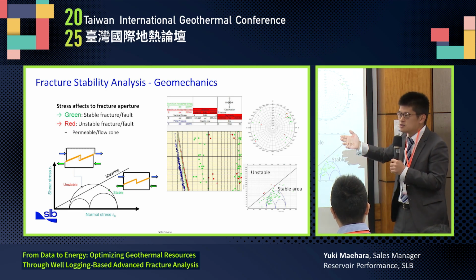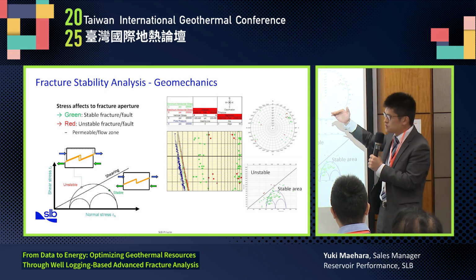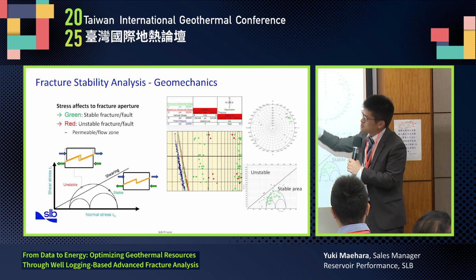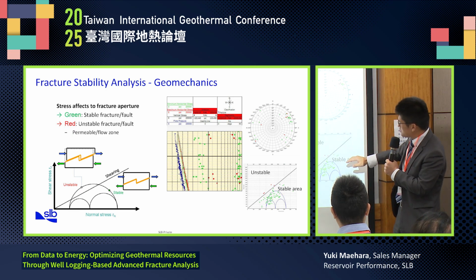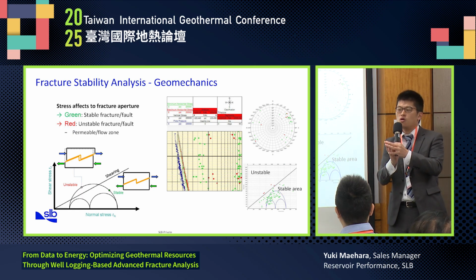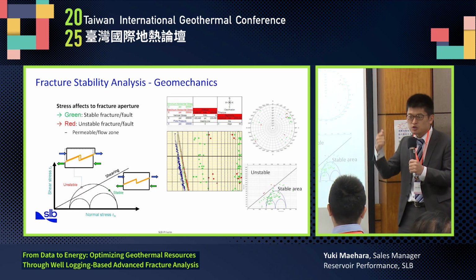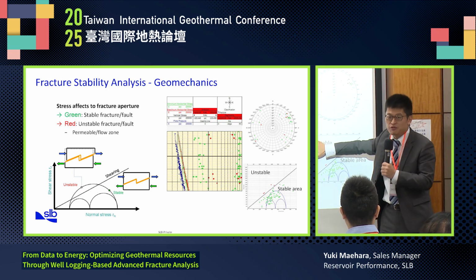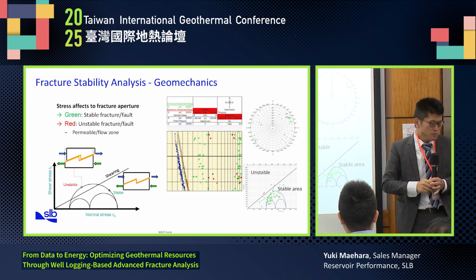So we analyze stable fracture or unstable fracture together with fracture azimuth and dipping, as well as stress field. We can understand which fracture is unstable, most likely open, right? That is, most likely this fracture is the one that can make the feed zone for geothermal, right?